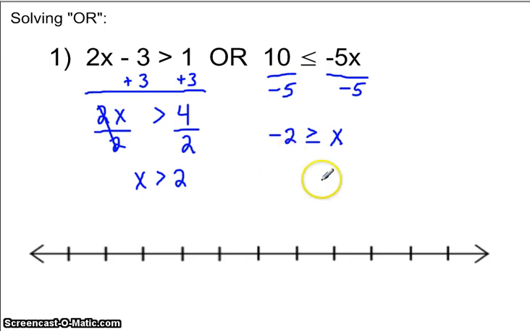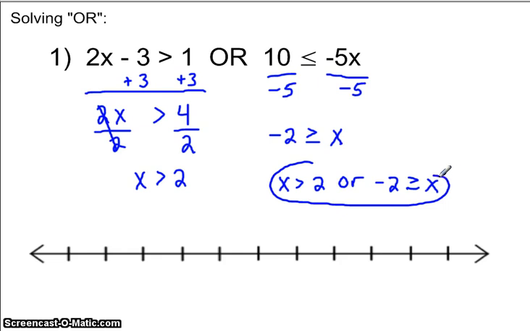So I don't want to leave it like this. I want to kind of put down my solution here. So it's going to be x is greater than 2 or negative 2 is greater than or equal to x. And I like to circle this and put it nice and neat. Right? Now I'm going to graph this.